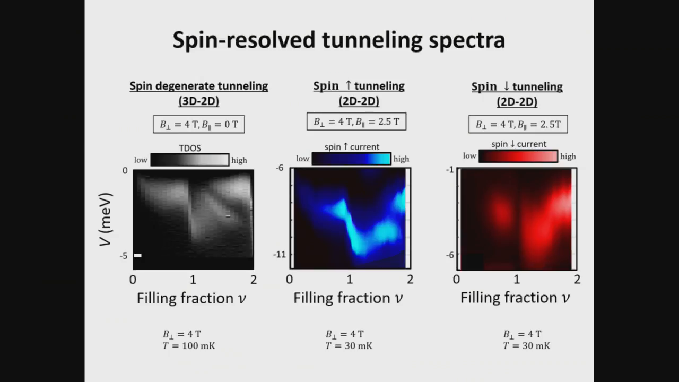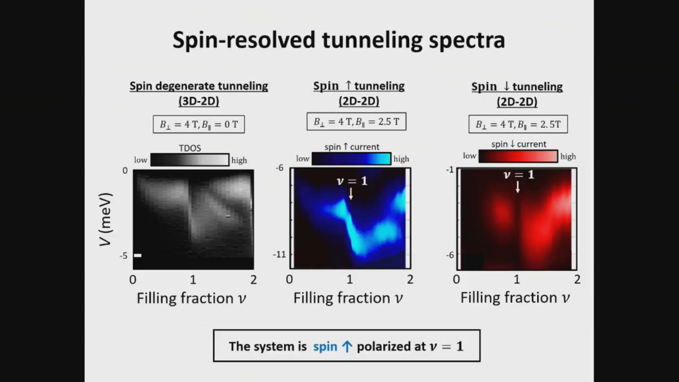So here are three tunneling spectra. The one on the right side is the spin-degenerate 3D-to-2D, the one in the center is spin-up, and the one on the left side is spin-down tunneling. As we expected, the spin-down tunneling is suppressed at filling factor 1, whereas there is no suppression in spin-up tunneling. And this, again, indicates that the system under study is up-spin polarized at filling factor 1.